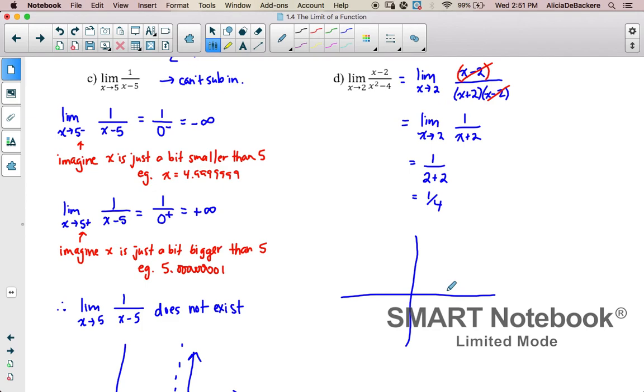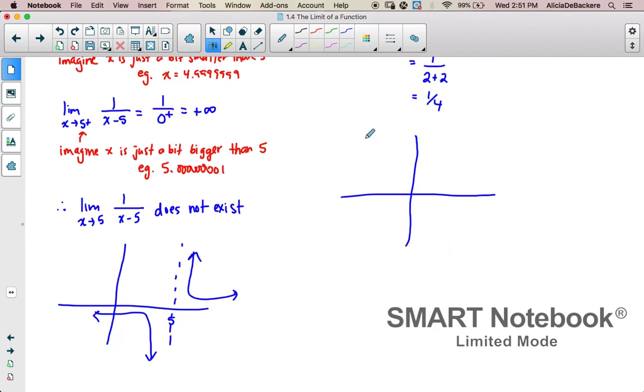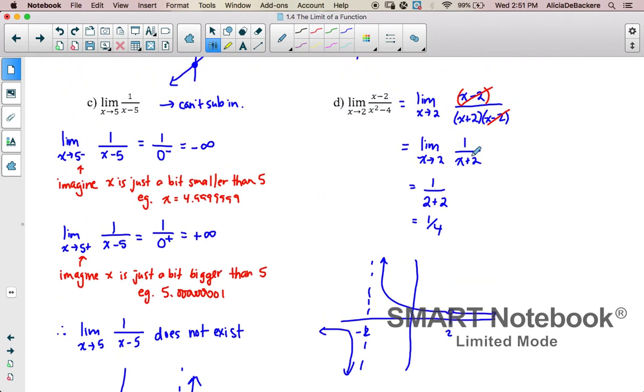So if I were to look at this one, again, I'd have a vertical asymptote at negative 2, but then when I got to 2, I would have a hole. So it would come along here, and I would have a hole here, like this. So the height of the function is approaching 1/4, but it does skip right over, and that's okay. When I get to a hole, there is still a limit. It does still exist.